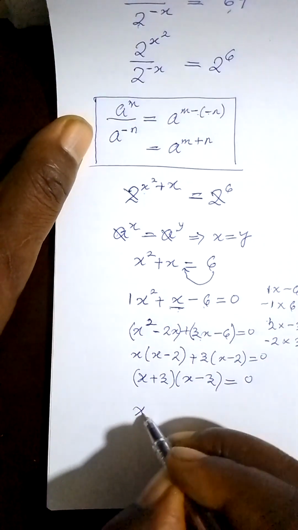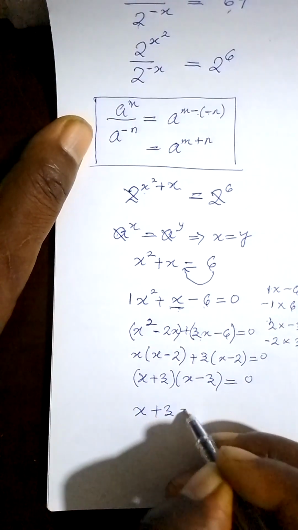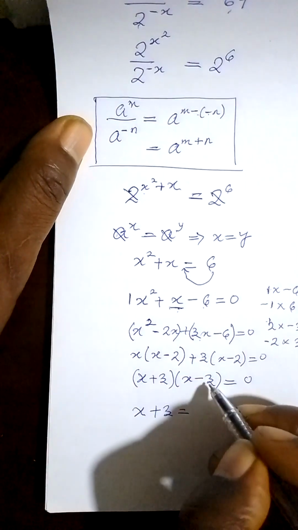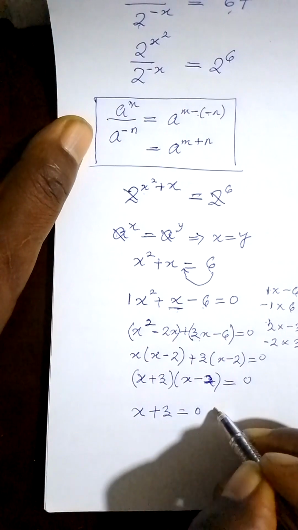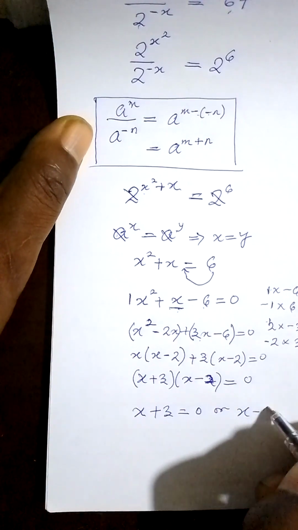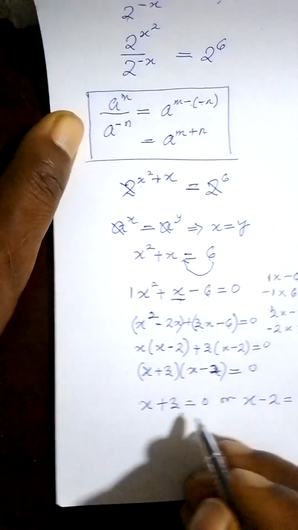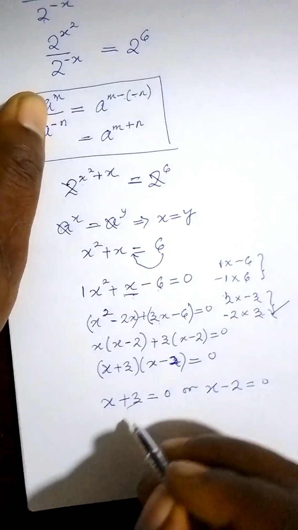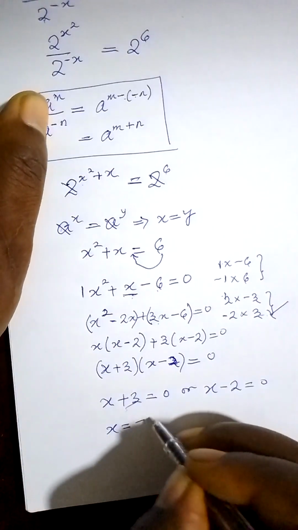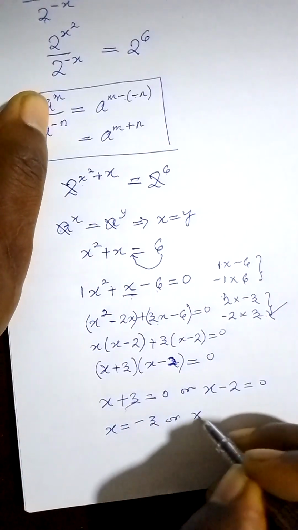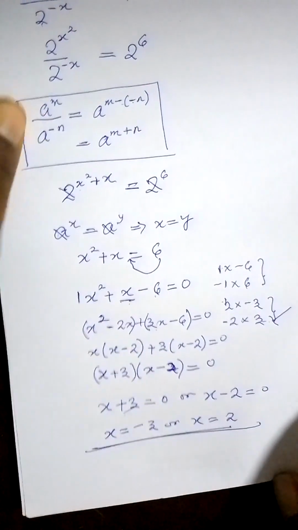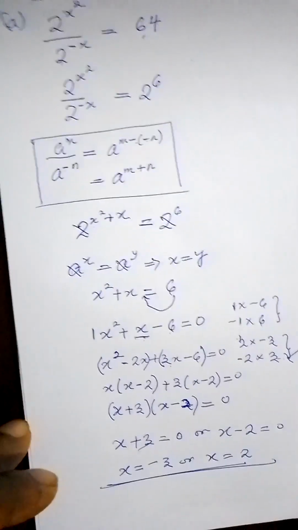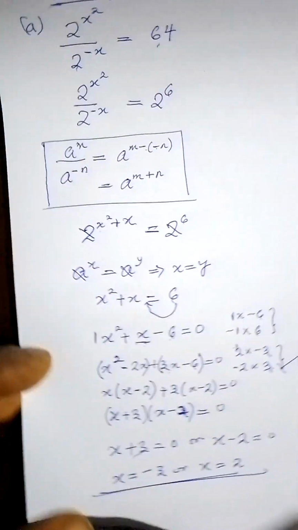So this will give us x plus 3 equal to 0, or x minus 2 equal to 0. And this will give us x equals minus 3 or x equals 2. So for the first equation, x equals minus 3 or x equals 2.